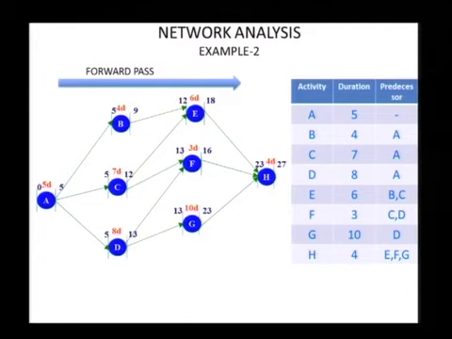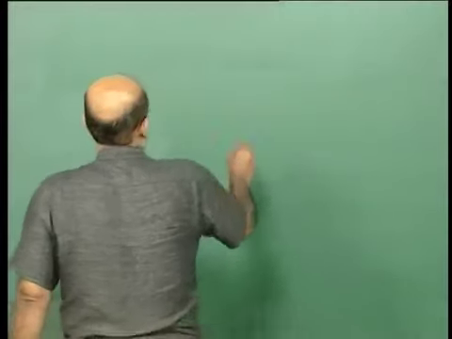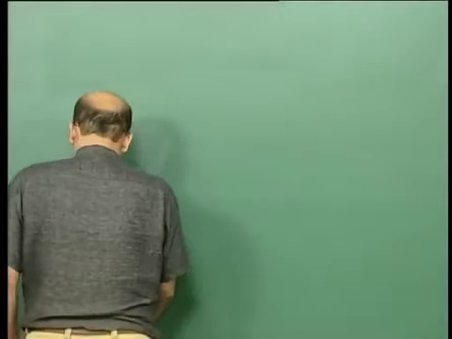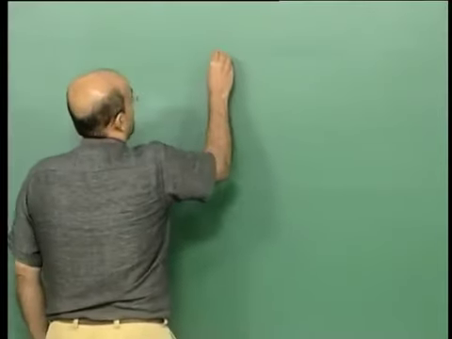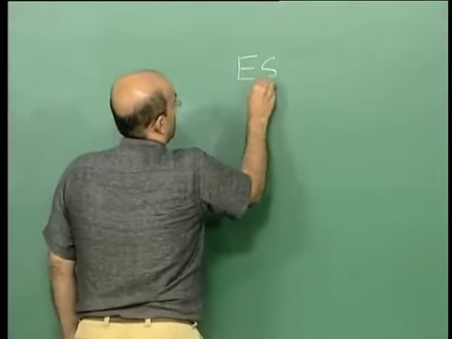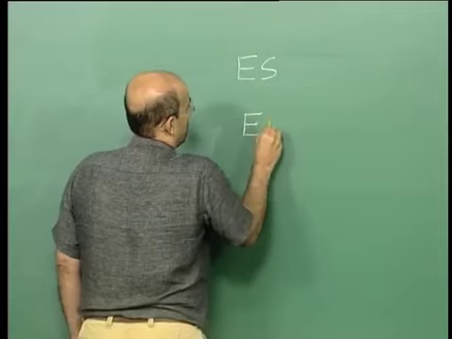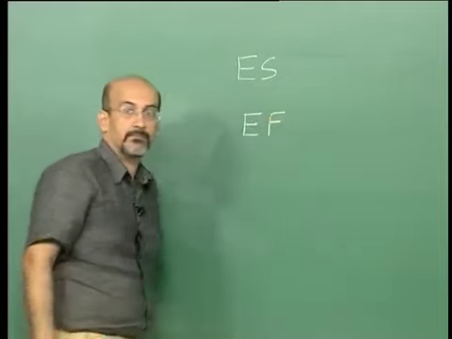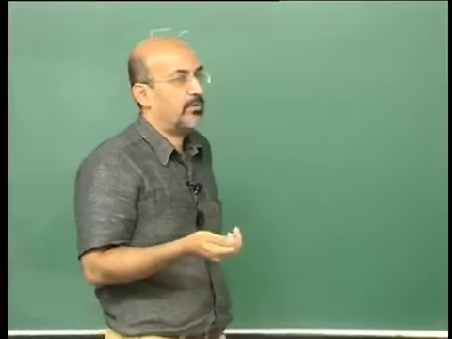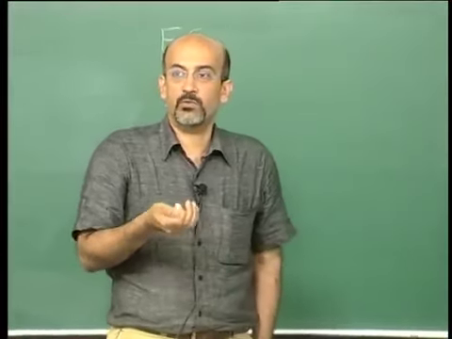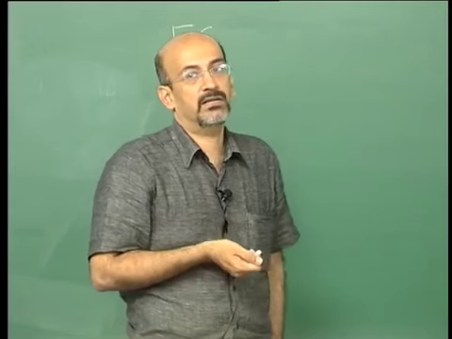Okay, any questions? So what we did here is a forward pass, and what we calculated was the early times, right? We calculated the early start and the early finish. If I wanted to come up with some kind of formula, what would my formula for early start and early finish be?